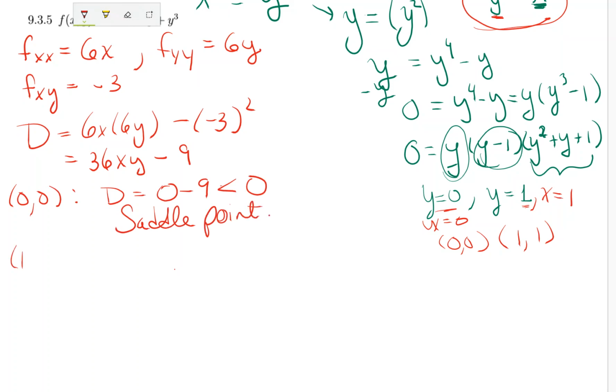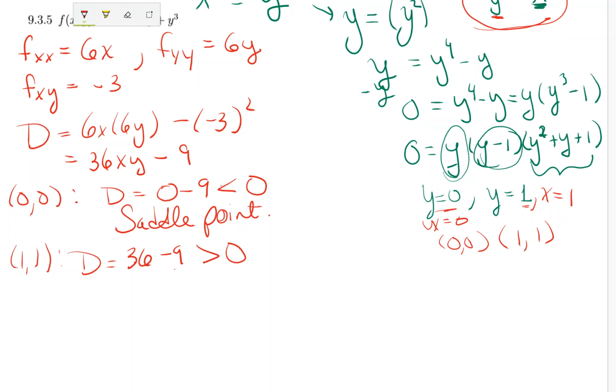That's nice. Now let's check 1, 1. So for this one, d is going to be 36 minus 9, which I don't even care what that is. It's going to be positive. This is me being lazy.